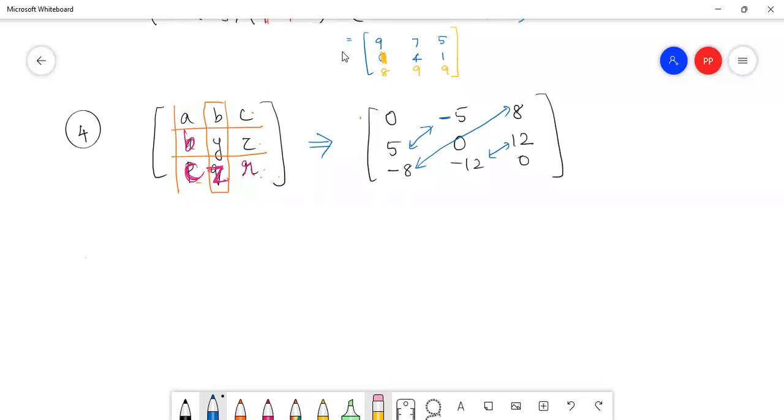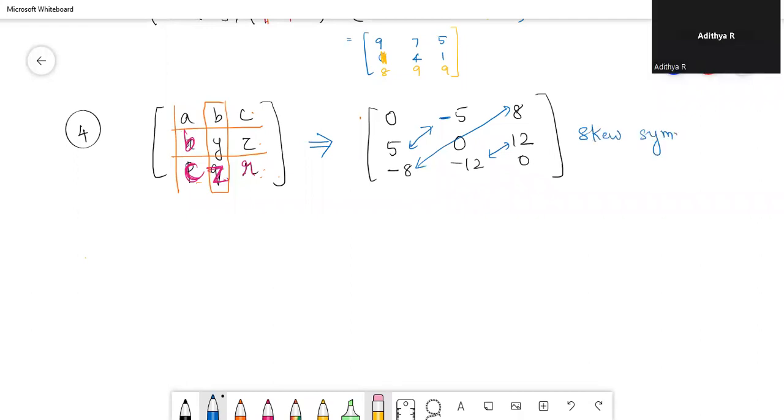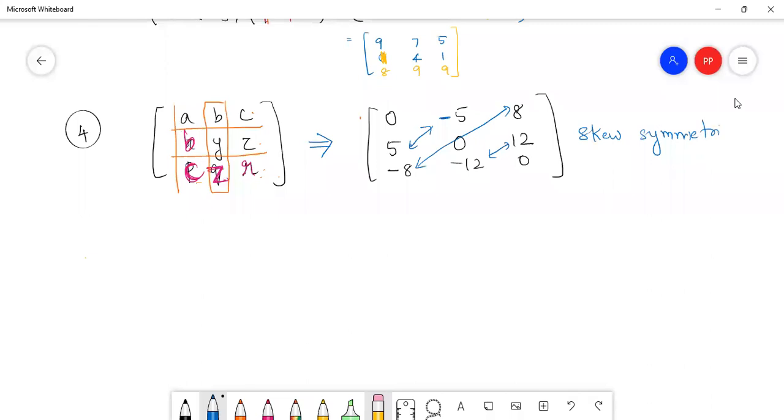So is it a diagonal matrix? Yes or no? It's not. How is it? Diagonal matrix means, except the diagonal, all the other elements have to be 0. You are going to read all the definitions properly.